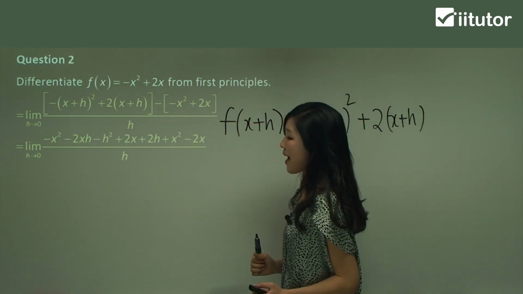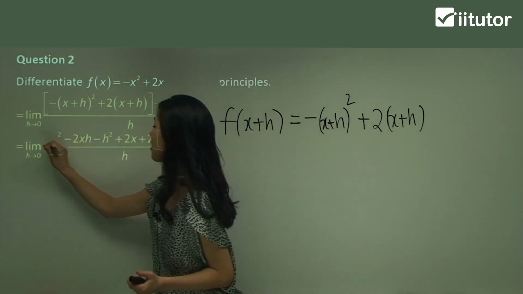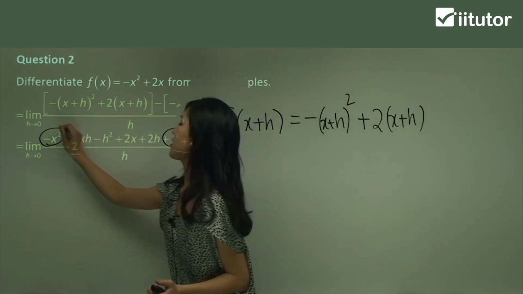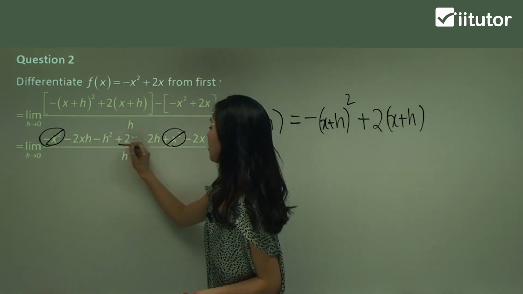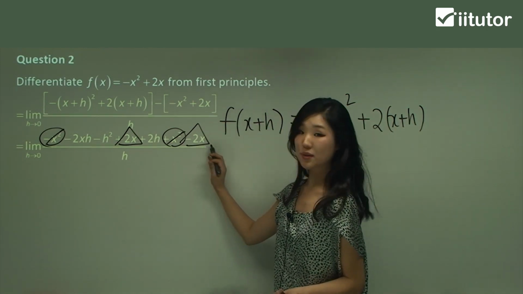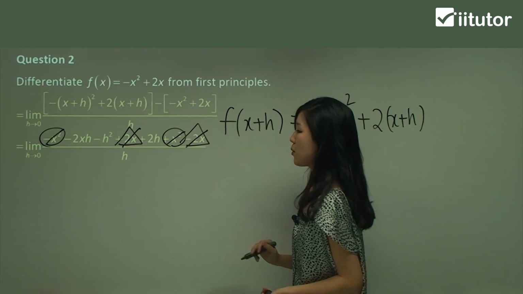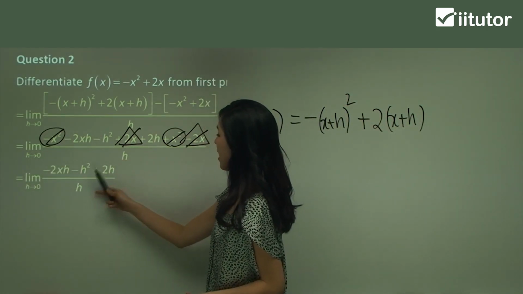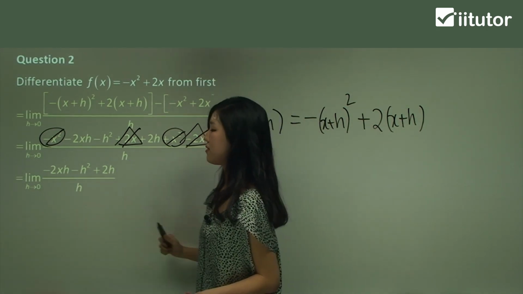Now let's see if we can cancel anything out. You may like to use some shapes if you need to. See how these x squareds are the same but with different signs, so I can actually cancel them. Anything else that I can cancel? I'll use triangles this time. See how this one, 2x minus 2x, they would also cancel, won't they? Right? So let's see what we have left. We just have negative 2xh minus h squared plus 2h left, and that's all over h. Okay, and make sure you keep your limit sign.